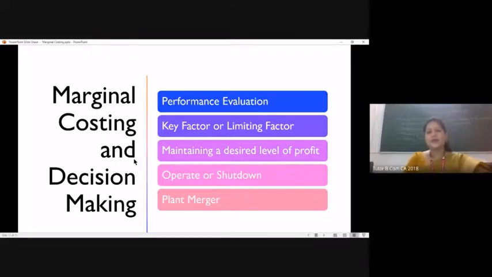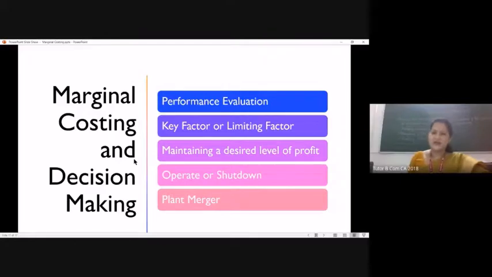Key factor or limiting factor is applicable when we have scarce resources. Sometimes I find that my raw material is very scarce, but I have n variety of products to be manufactured. But the raw material which I'm using for all these products, one of the raw materials is very key, very scarce. In that case, I will have to look into the product which gives me higher contribution. I have to use my raw material for that product which gives me higher contribution. So that's a concept of marginal costing. Contribution is a concept of marginal costing. So that again is yet another decision of marginal costing.